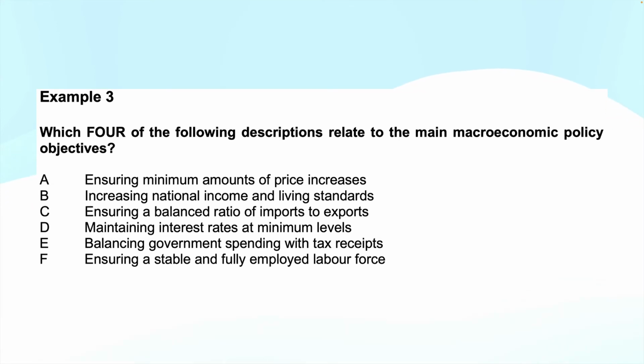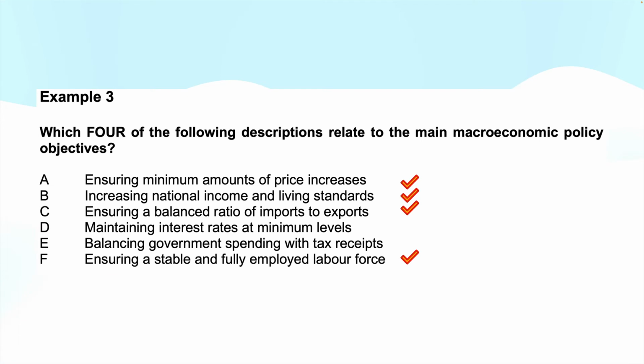First one then, ensure minimum amounts of price increases. Yeah, keep on top of inflation. Next one, increase national income and living standards. That's growth, isn't it? Yeah, that's one. Ensure a balanced ratio of imports to exports. Yeah, that's your balance of payments. That's one. Maintain interest rate at minimum levels. Well, you might want that, but that's just a tool. Balancing government spending with tax receipts, that's just your fiscal policy again, it's a tool. Ensuring a stable and fully employed labour force, we want employment.